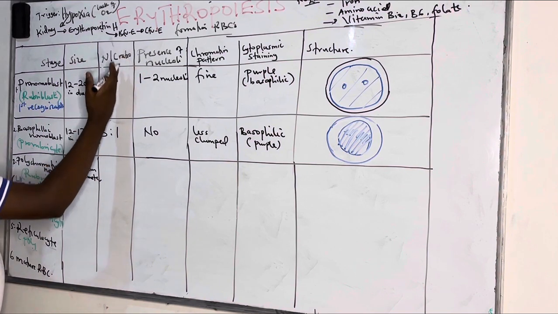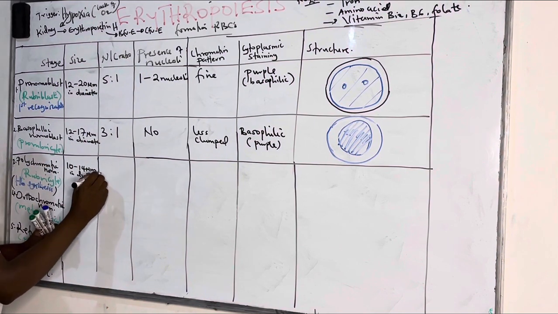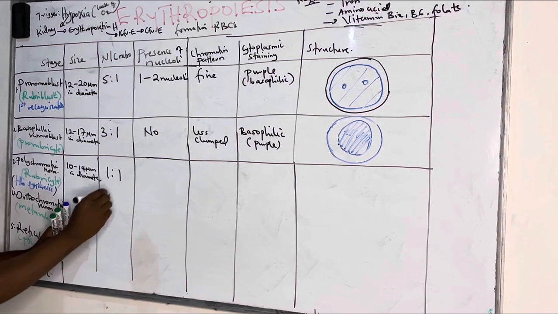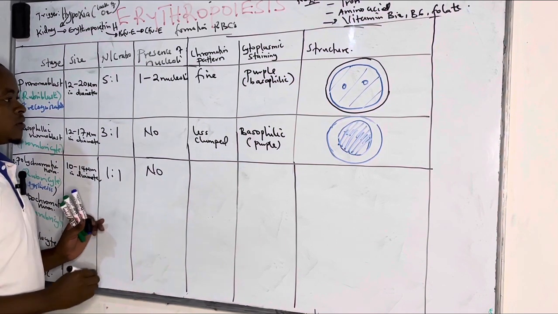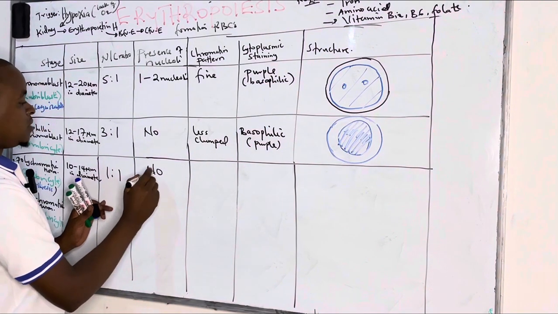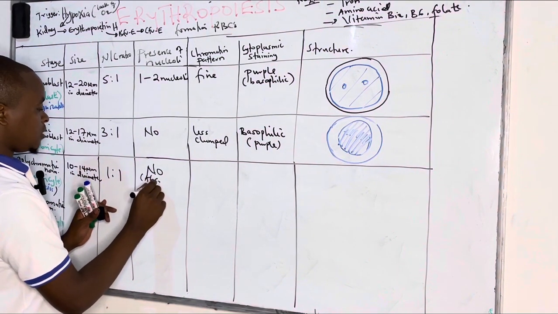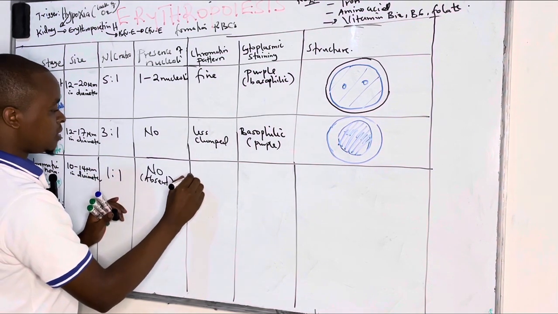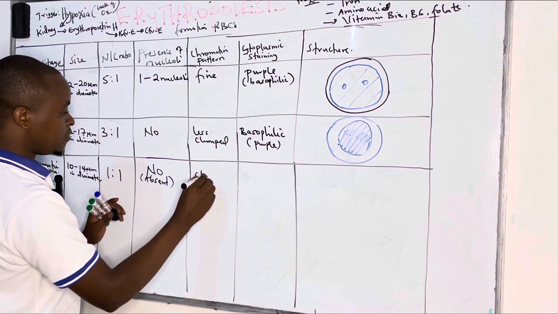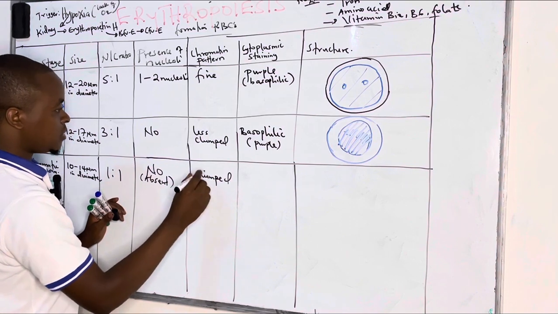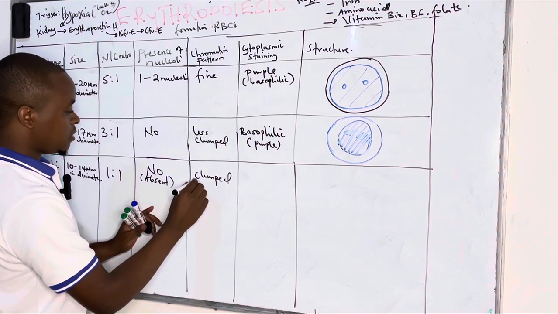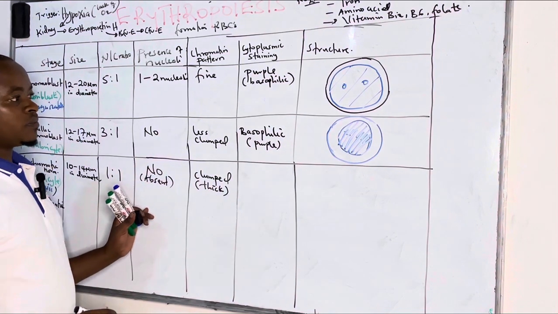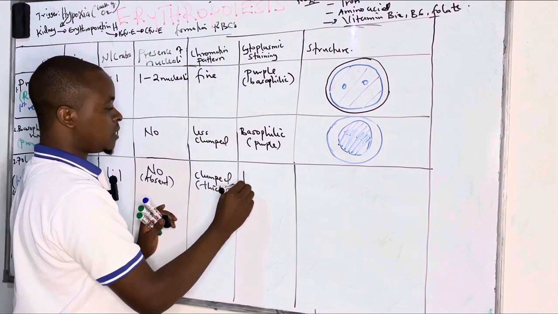Then also we know that the nucleus is condensing. So here the nuclear to cytoplasmic ratio is 1:1. No nucleoli present, or we can say it is absent. Nucleoli absent. Here the chromatin pattern is, it becomes clamped. It's clamped, or it is becoming thick. It has condensed. Then the staining is polychromatic.